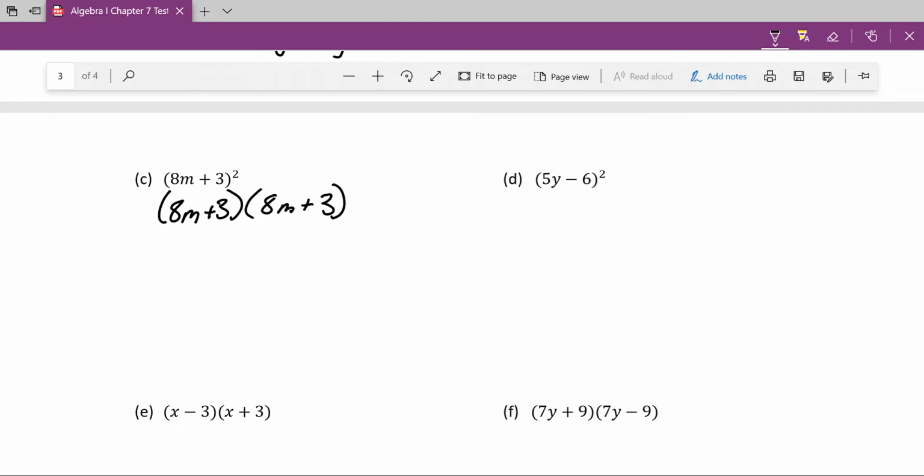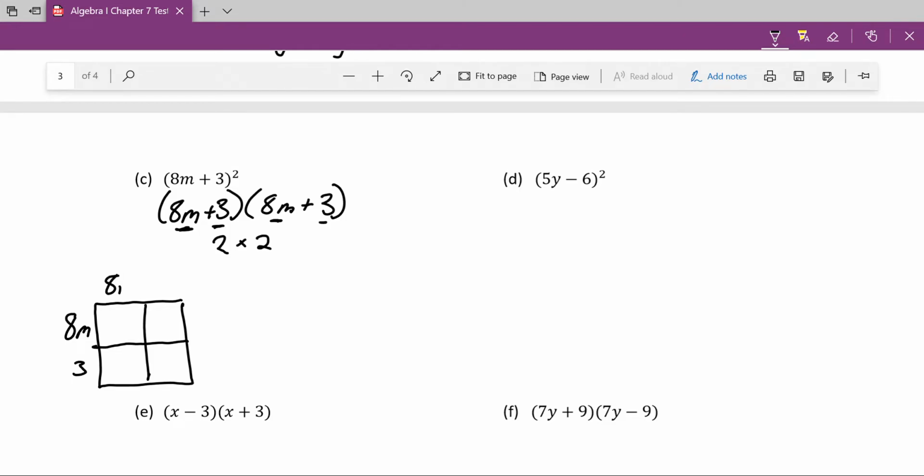So box method starts by figuring out the dimensions of our box. So notice that 8m plus 3 has 2 terms, and 8m plus 3 has, again, 2 terms, so it's going to be a box that is 2 by 2. So let's just draw a 2 by 2 box. I'm going to put the first binomial, 8m plus 3, on the side, and the second binomial, 8m plus 3, on the top. And I'm going to go ahead and simply multiply like I did yesterday.